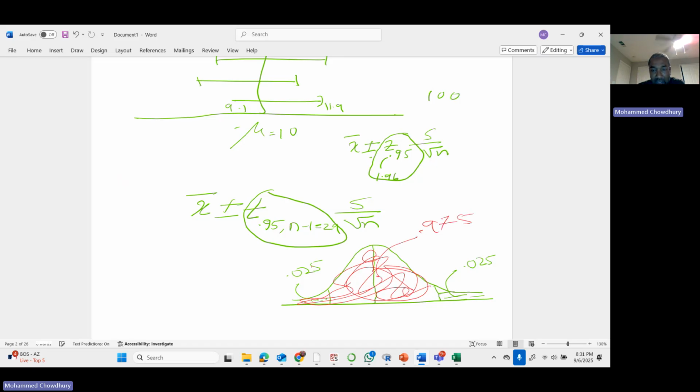0.975. That is why, in order to find this value, I write here NORM.S.INV(0.975), the standard normal with mean 0 and standard deviation 1. And then for finding this one, I put here NORM.INV(0.025, 0, 1). This is what I got.